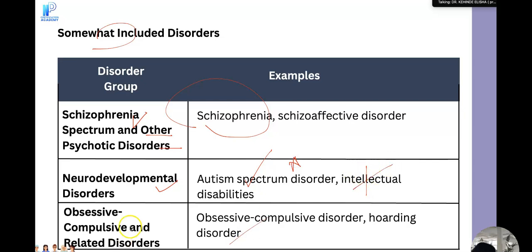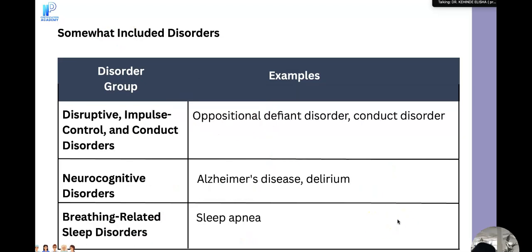Intellectual is not very, very common. Obsessive compulsive and obsessive compulsive personality are 2 different things. They will both be on your exam. DMDD, conduct 100%. You can be guaranteed to have this on your exam.